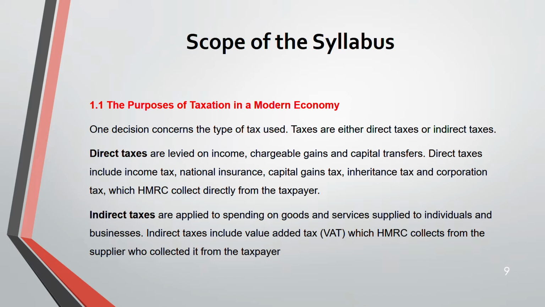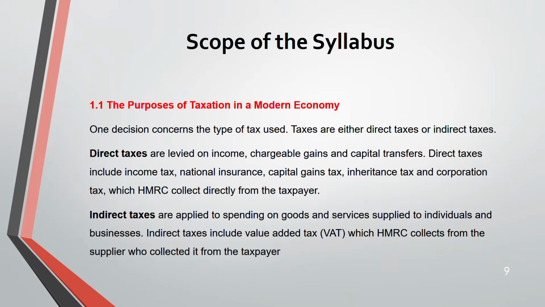Why? Because HMRC collects this tax from the supplier. HMRC collects from the supplier who collected from the taxpayer. There are two mediums. They do not collect it directly from the taxpayer. They collect it from the supplier, and this supplier must have collected from the taxpayer. First, the taxpayer gives it to the supplier, the supplier then gives it to HMRC. So, the supplier is collecting the VAT on behalf of HMRC from the taxpayer.